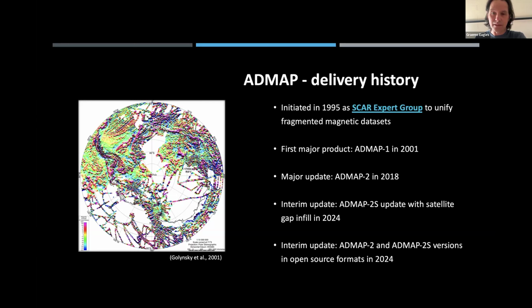We updated that with a large number of new data. I think Tony's going to have exact numbers or more precise numbers later on in terms of line kilometers of data acquisition. So the second product came out in 2018, and we've had a couple of interim updates since then. So last year, one of those was filling those white gaps, or the slightly smaller white gaps in the second version, with satellite anomaly data. And also last year, we got to the point where we could make the gridded anomaly data available in open source, in a variety of open source formats for people who are not using the GeoSoft software that ADMAP has traditionally been collated within.